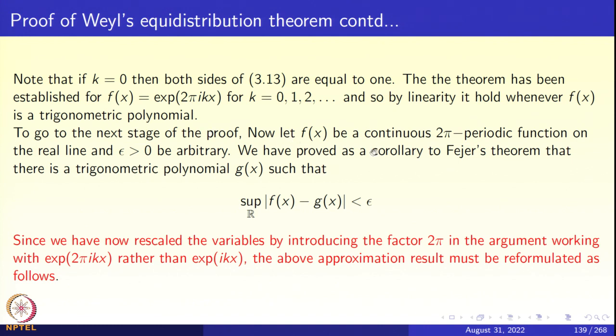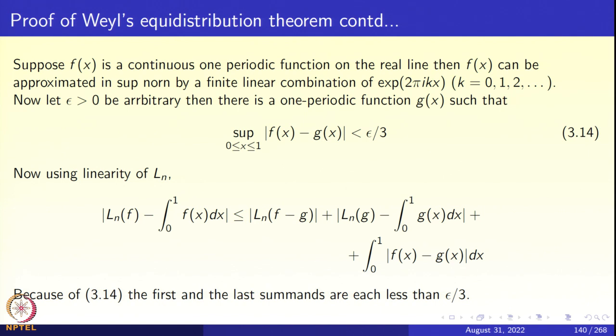Now remember that as a corollary to Weyl's theorem, we have established that when f of x is a 2 pi periodic function on the real line and epsilon is greater than 0, then I can find a trigonometric polynomial g of x of period 2 pi such that the supremum of mod f x minus g x is less than epsilon. So simply replacing x by 2 pi x will convert it into a corresponding theorem for 1 periodic functions. So now we use this simple idea.